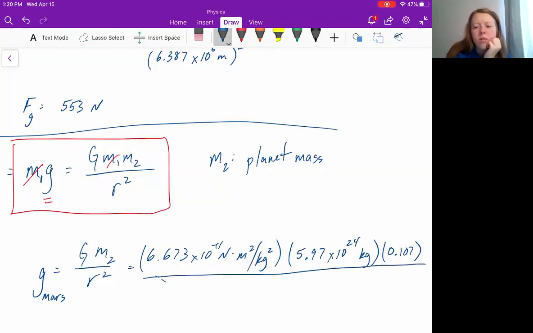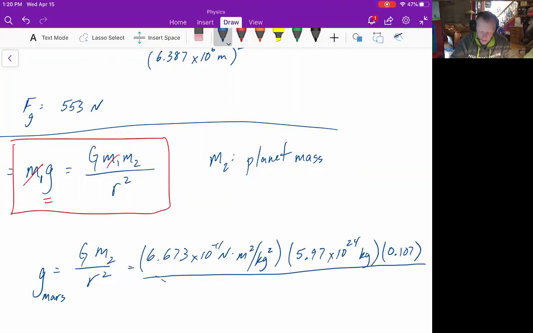Are we just supposed to know that it's like 10% of Earth's gravity, or how would we figure that out? If you read the question, it says Mars is 10.7% the mass of Earth. Okay, I didn't have the question. I would not expect you to know that. And on the test, I have the mass of Earth already there. So if there were some comparison, you could use that.